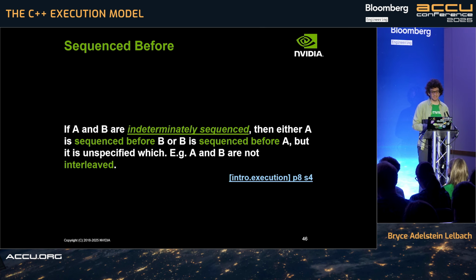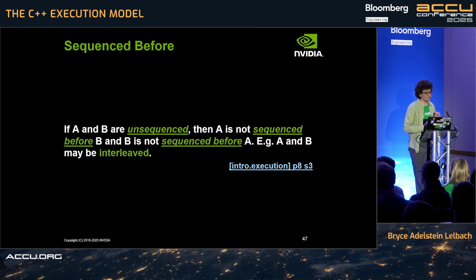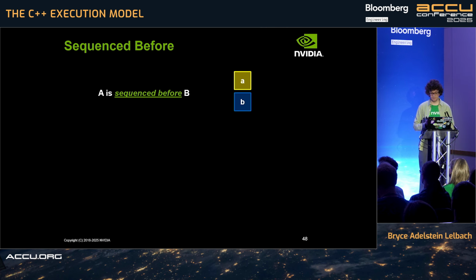If A and B are indeterminately sequenced, then either A is sequenced before B or B is sequenced before A, but it is unspecified which. So this means that A and B are not interleaved. That's the only guarantee that you get. If A and B are unsequenced, then A is not sequenced before B, and B is not sequenced before A, which means that they may be interleaved. It'll make a little bit more sense when we look at an example.